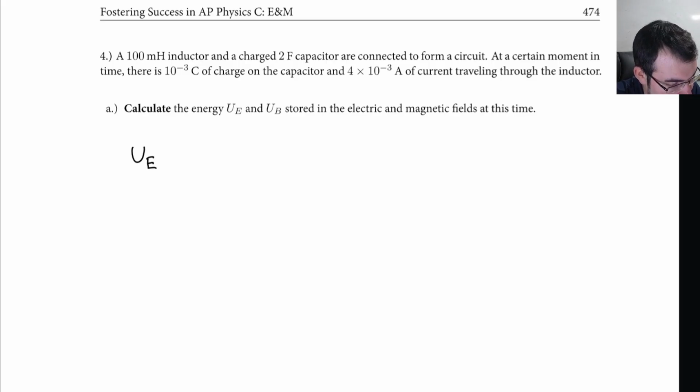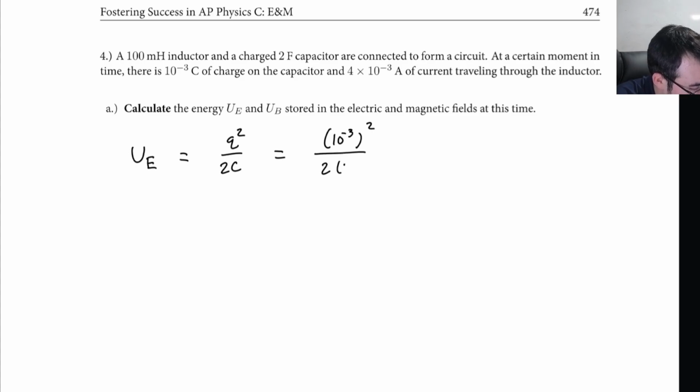So the energy stored in the electric field can be found by taking the square of the charge on the capacitor divided by double the capacitance. We had 10 to the minus 3 coulombs, and our capacitance was 2 farads, so lots of charge and lots of capacitance here.